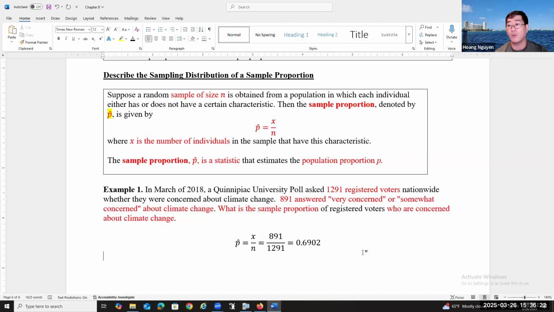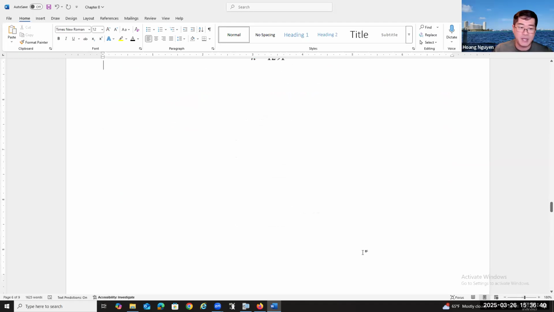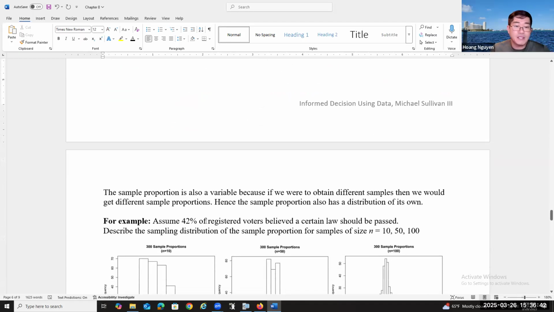You select another 1,291 people and you ask them the same question: are you concerned about climate change? And then you might not have the same answer, the same number of people who are concerned about climate change. So that's why you can say that the sample proportion will be different case by case, right? So the sample proportion is also a variable.